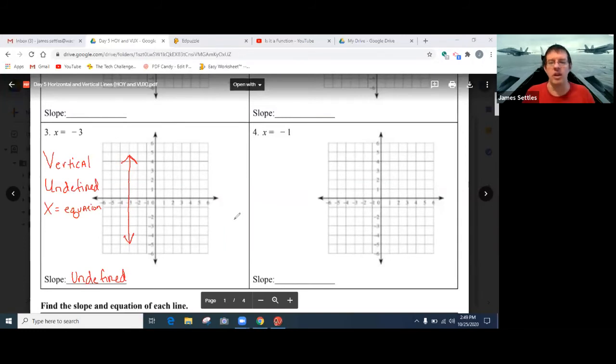So this is called HOY and VUX. There is a poster in my room that shows HOY and VUX. And then there will be something online where you can go under resources and find the anchor charts, and there'll be an anchor chart about HOY and VUX as well. Okay, let's go take a look at another one.